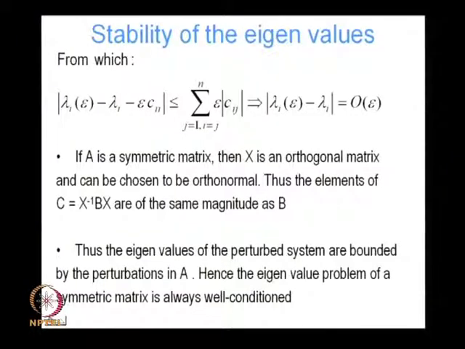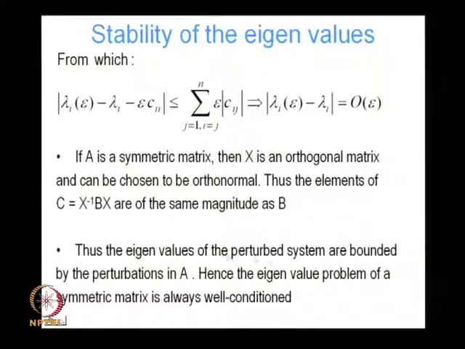If A is a symmetric matrix, then X is an orthogonal matrix, and we can choose X to be an orthonormal matrix by normalizing each eigenvector. Thus, the elements of C, x inverse B x, are of the same magnitude as B. Why? Because C is equal to x inverse B x, and the columns of X each have unit norm. So, the norm of C must be of the same order as B.